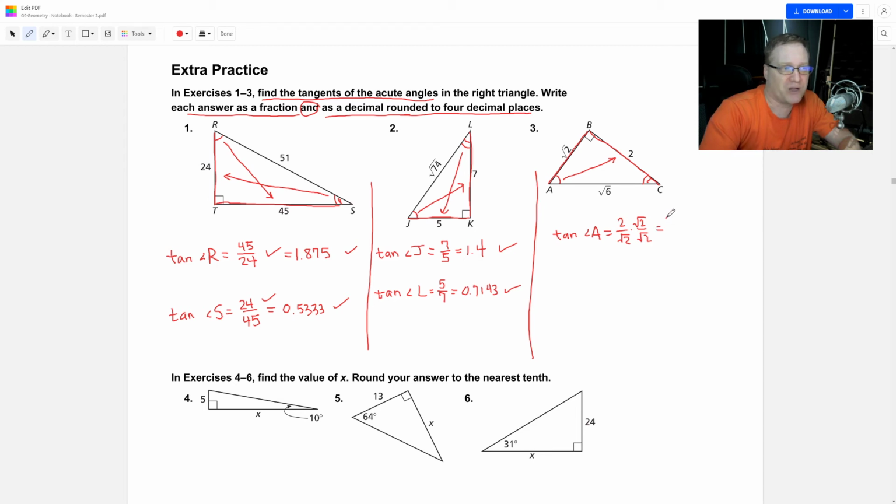So on the top, we're going to have 2 times the square root of 2. And it's going to be divided by the square root of 2 times the square root of 2, which is just 2. And now you can see this goes away. And what do we have left? Just the square root of 2. So it's the square root of 2 up top. So that's the tangent of angle A.